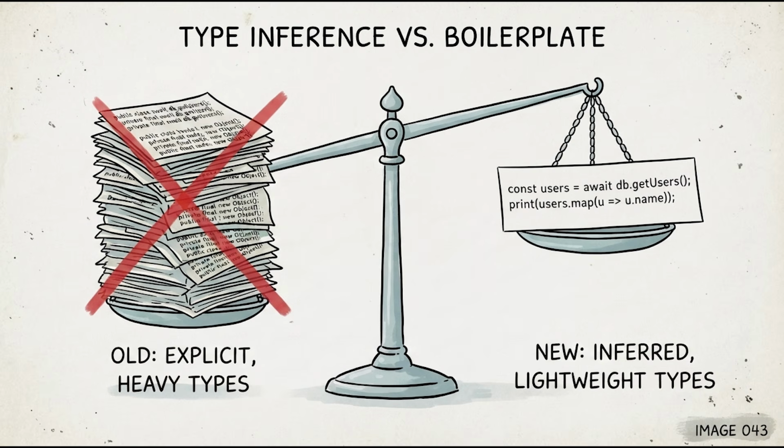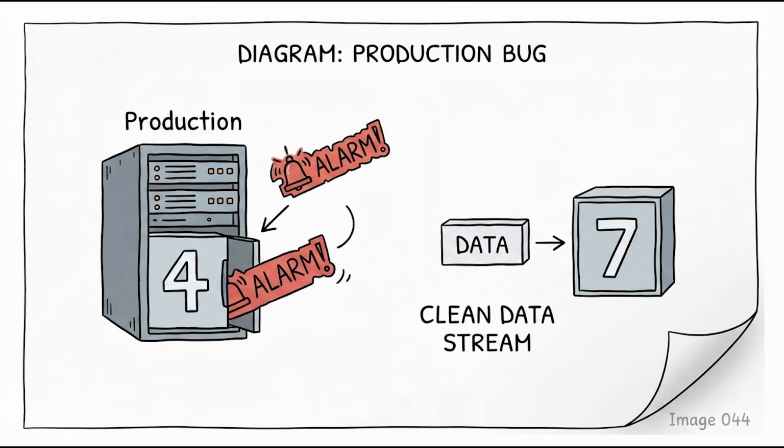The common mistake is thinking static typing means writing way more code. With modern type inference, the difference is barely noticeable. If you've ever had a bug in production because a string snuck in where a number belonged, static typing is exactly the fix you wanted.